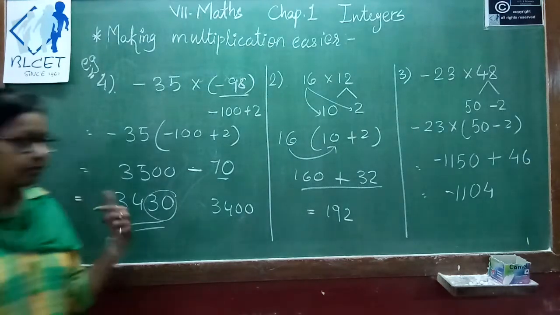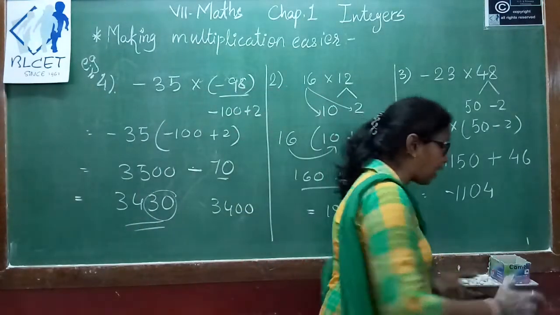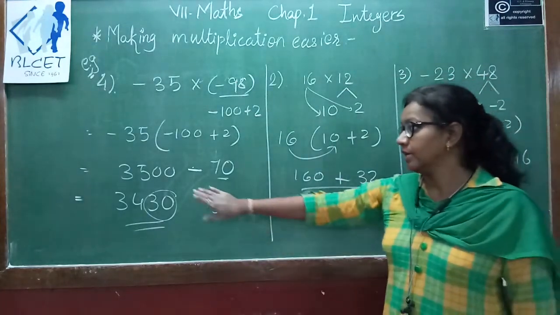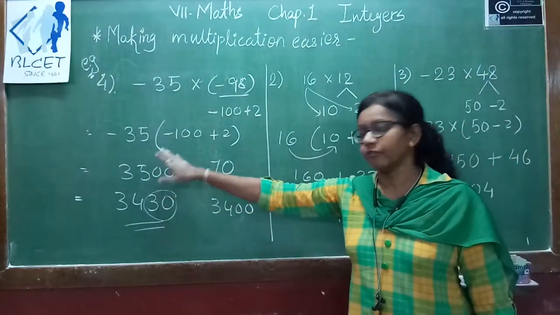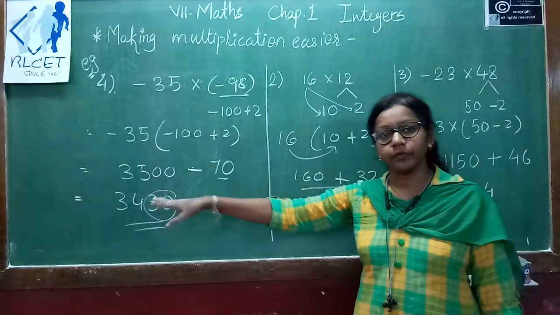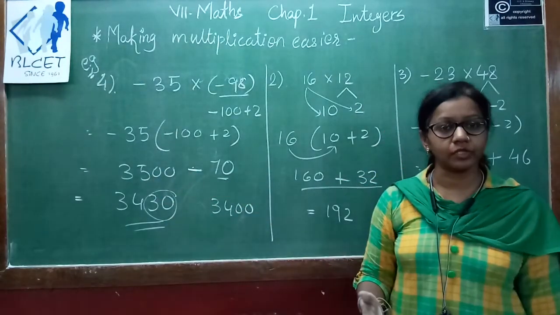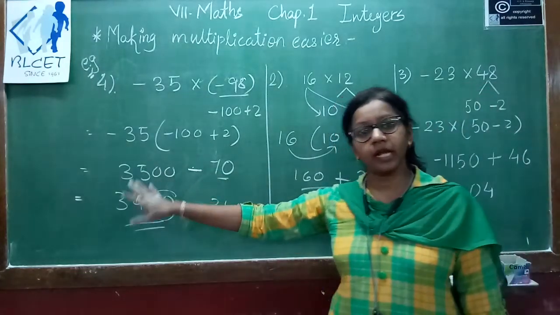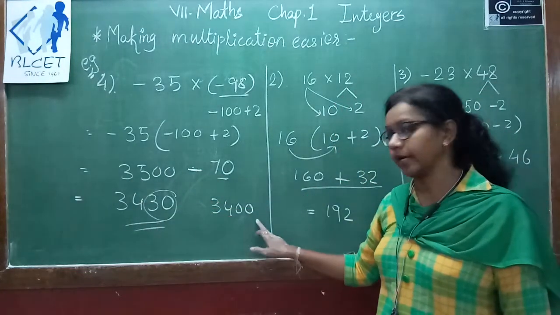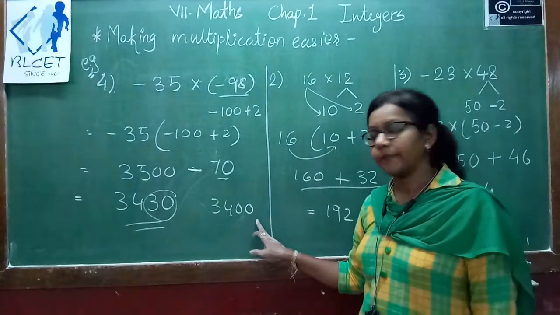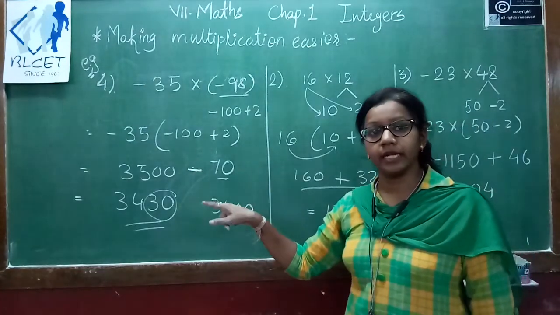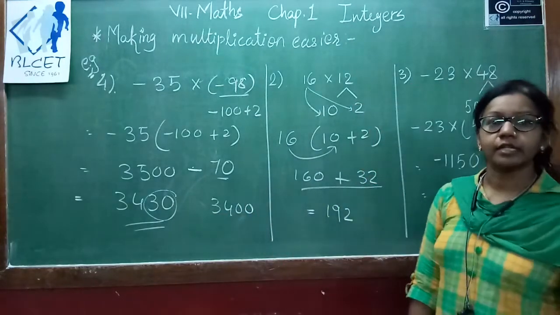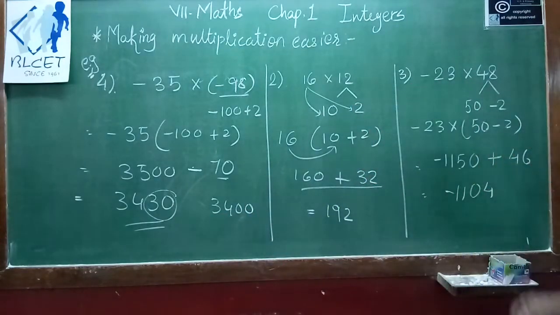Now being in 7th standard, you have to do a little bit of calculation in your mind. Okay? You take borrow from the next number and then do the subtraction. It is a little bit time consuming. So think within your mind. In place of 70, if I subtract 100, what is my answer? 3400. But what is the actual subtraction? 70. So how much more did you subtract? 30. So that much you have to add over here. That is your answer, 3430.